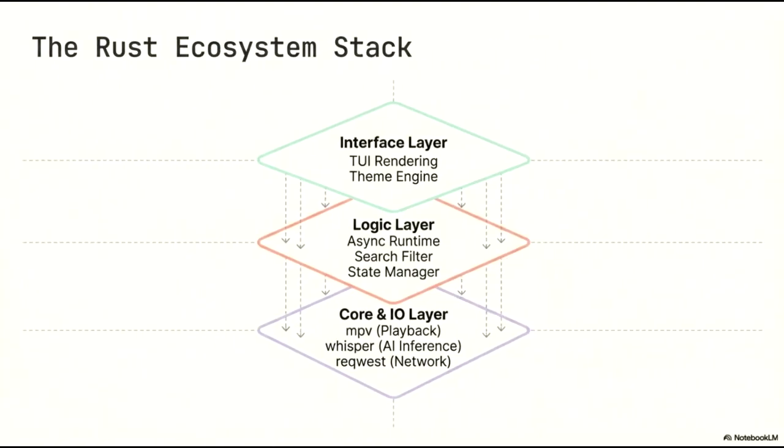This slide illustrates the Rust ecosystem stack, organized into 3 distinct layers that represent the architecture of a typical robust application. At the top, we have the interface layer. This is responsible for the user-facing aspects of the software, specifically focusing on TUI rendering and the underlying theme engine that defines the visual aesthetic.